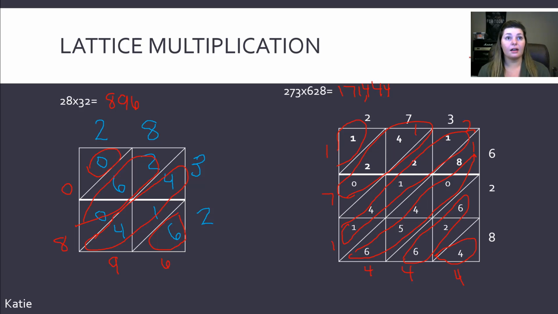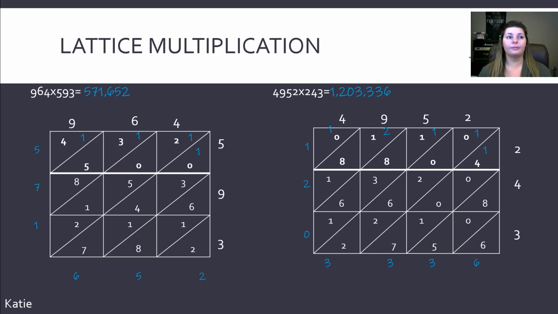273 times 628, in fact, equals 171,444. So that's just a great tool to help us check ourselves. So these are worked out, and we can see here exactly what we did in the last 2 problems.